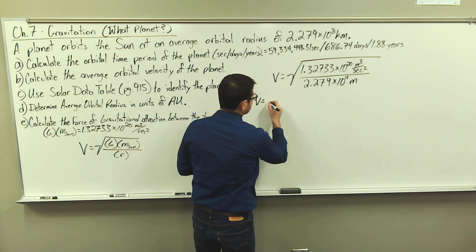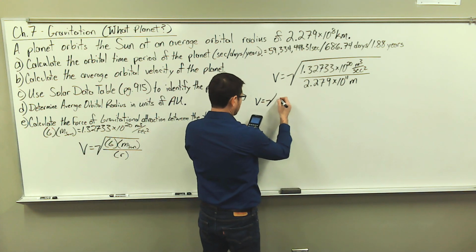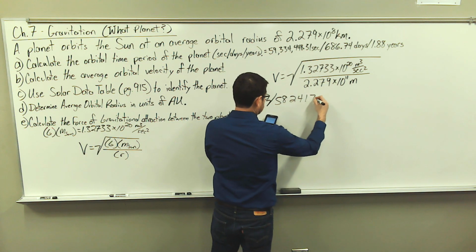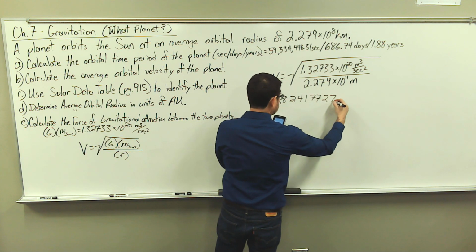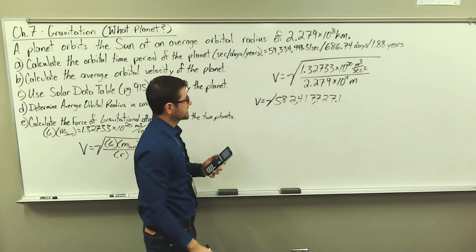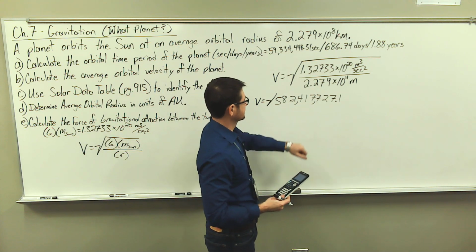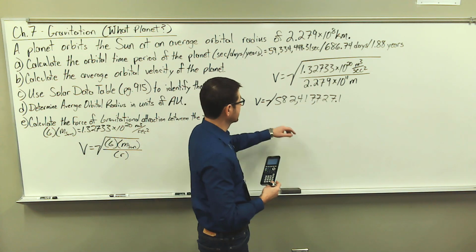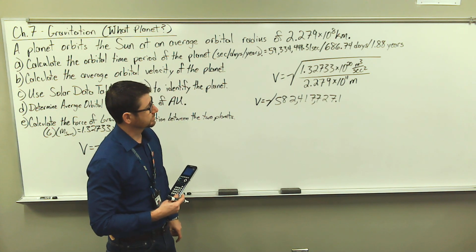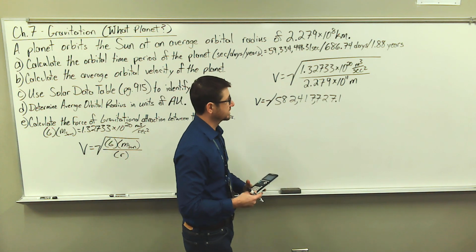So the average orbital velocity is going to be equal to the square root. We've got a really big number here: 582,417,727.1. Now let's take a look at the units that we have.